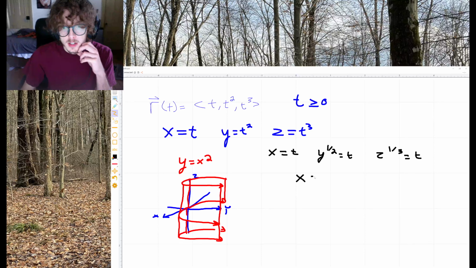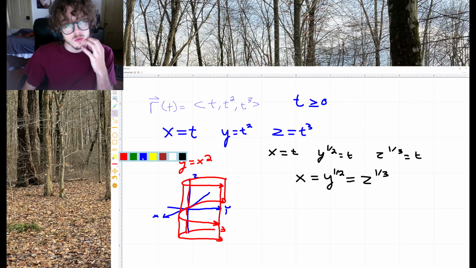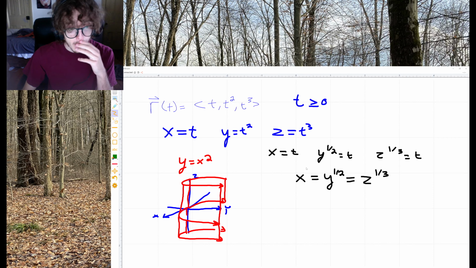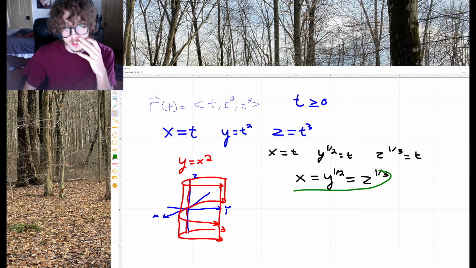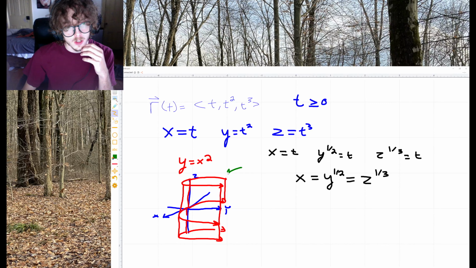So our line is going to follow this pattern: x equals y to the 1/2 equals z to the 1/3. Notice how this is true. I just want you to make sure that it's pretty solid that this is true. There's a rule in lectures: don't use yellow. Yellow is a bad color to use, guys. And we're going to see how this fits. So using this curve, we're going to fit it onto the cylinder.